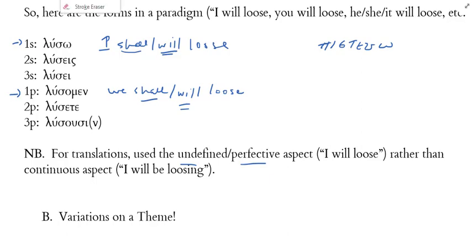Put it before the connecting vowel. That's right. Put the sigma for the future right after the stem, and then I add my connecting vowel and personal ending. So pistuso, I shall believe. How would I say you shall believe? Pistuses. That's right. How would I say he, she, or it will believe? Pistuse. See how easy this is? What about we shall believe? Pistusomen. Okay?